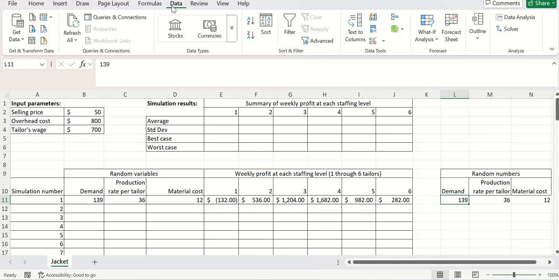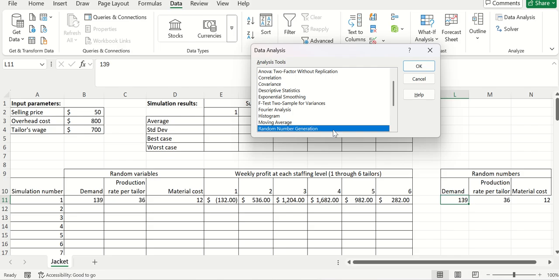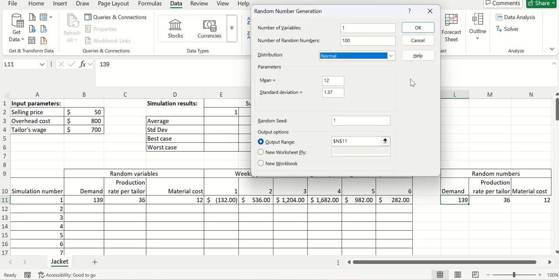So if you go to data analysis, again, if you don't have the data analysis there, add the tool pack, go to random number generator, click OK. The textbook tells you that for the weekly demand that it's only one variable that we're putting in there. We need 100 random variables. It's a normal distribution where the average is 139. However, 14.61 is the standard deviation.